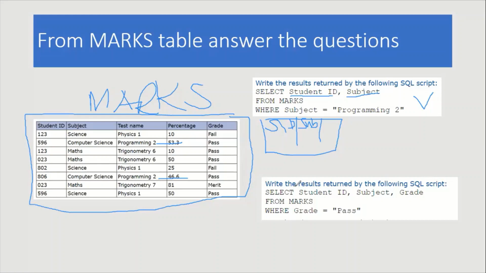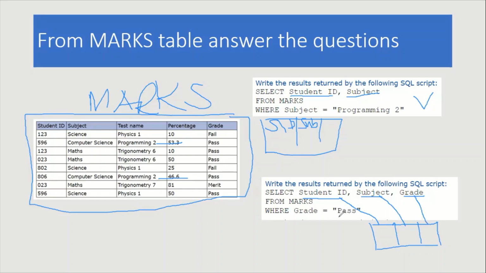And the second one, you need to return the student ID. You need to return the subject. Also, you need to return the grade. So you'll have like 3 columns. Now within these columns, what are you going to have? This will be for student ID. This column will be for subject, and this column will be for grade.